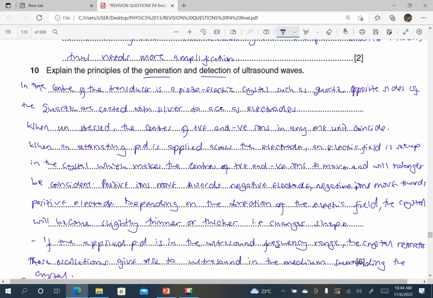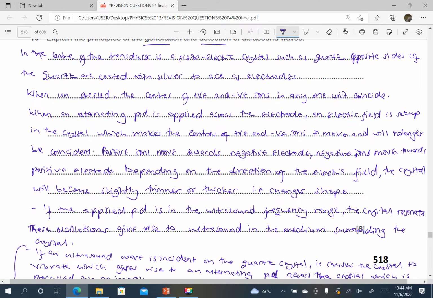So depending on the direction of the electric field which has been created, the crystal will either become slightly thinner or thicker. That is, the crystal changes shape. And if the applied PD is in the ultrasound frequency range, then the crystal is said to resonate, in other words, to vibrate with maximum amplitude. It is these vibrations or oscillations which give rise to ultrasound in the surrounding medium of the crystal.